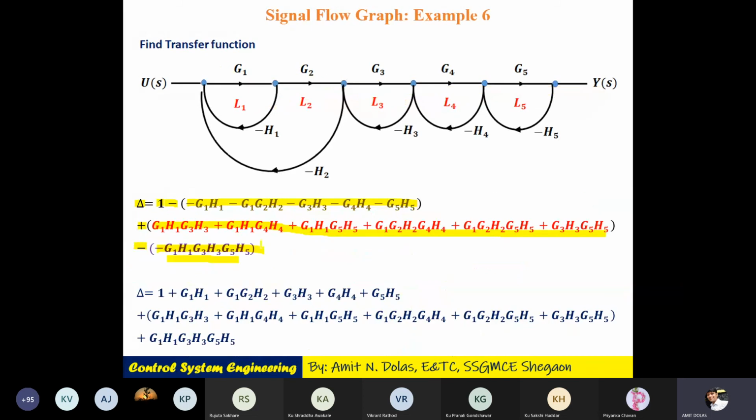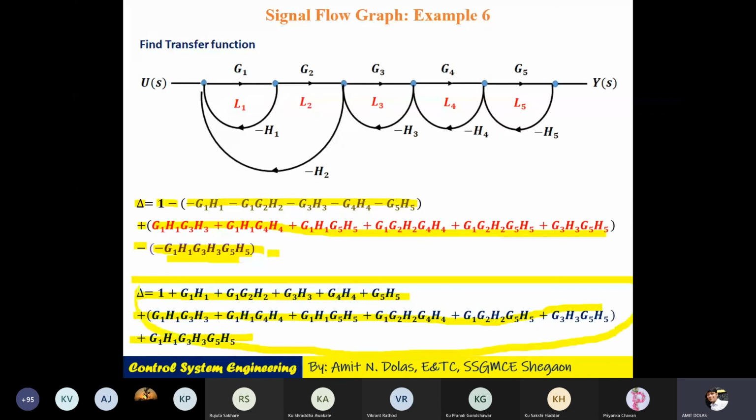Such a big problem will not come with four. If there are four non-touching loops, it will again be plus sum of product of all four non-touching loops. It keeps continuing like this. So minus, the three non-touching loop one is only one. Taking the minus sign inside and computing this, you will get delta equal to this complete term. I'll not read it out, I'll not waste the time. This complete term is nothing but your delta.